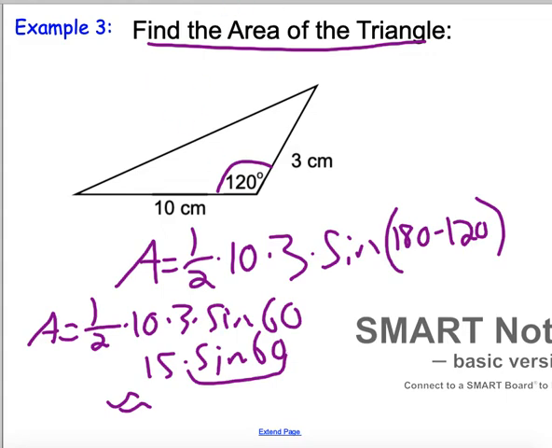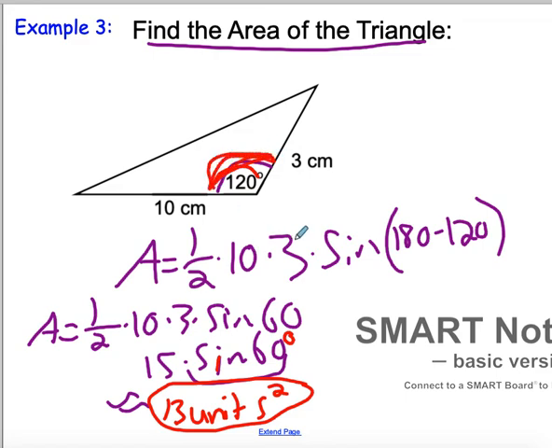Now again, if you're plugging in a degree into your calculator, you have to be in degree mode. So 15 times sine of 60 gets you about 13 units squared. So that's about the area of that triangle. Easy enough, right? The only thing different is if this was obtuse you would do 180 minus that value. If acute, you would just use this angle. So it's 1/2 a times b times sine of the included angle. If it's obtuse, subtract it from 180.